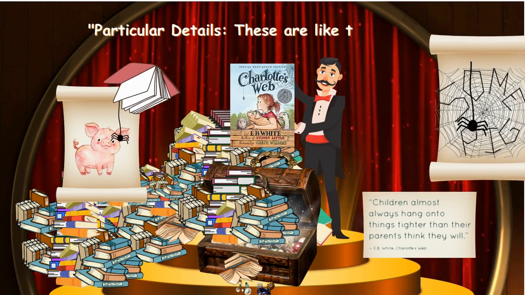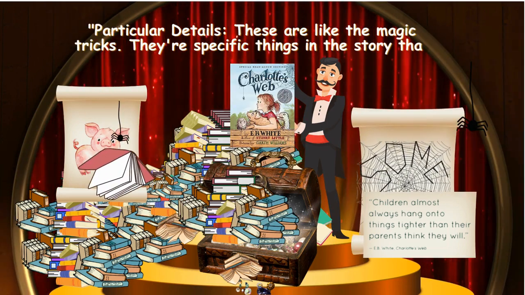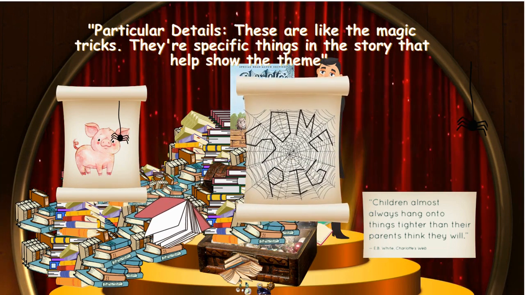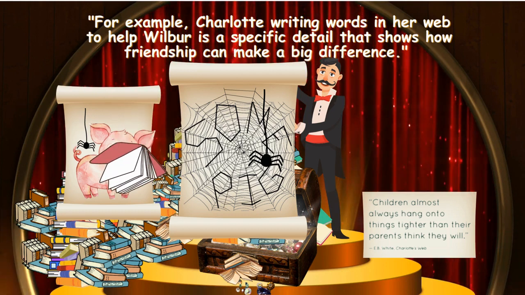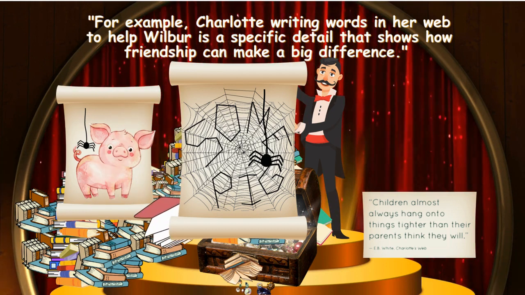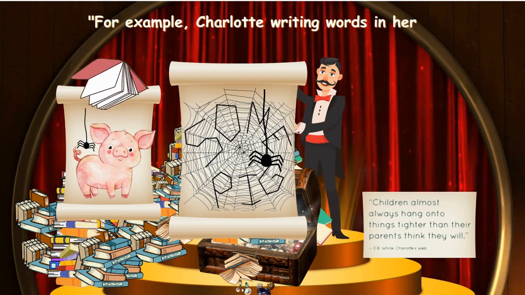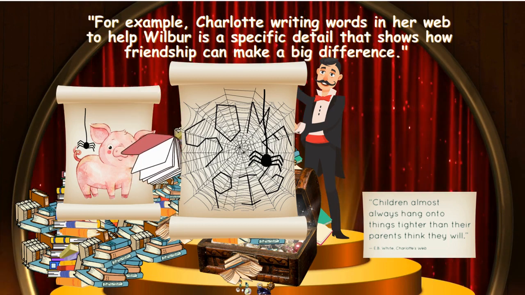Particular details. These are like the magic tricks. There are specific things in the story that help show the theme. For example, Charlotte writing words in her web to help Wilbur is a specific detail that shows how friendship can make a big difference.